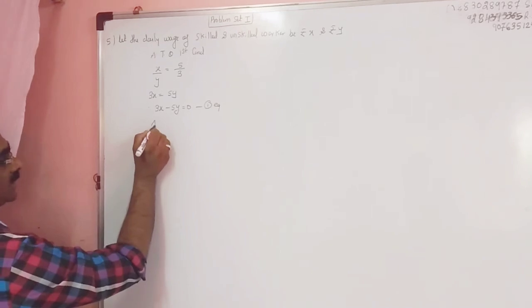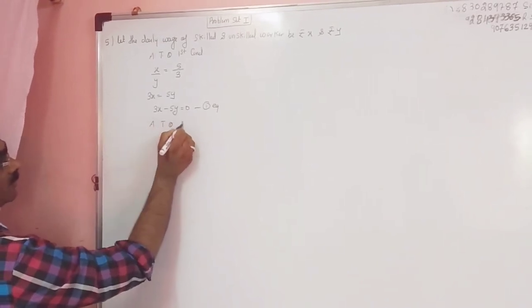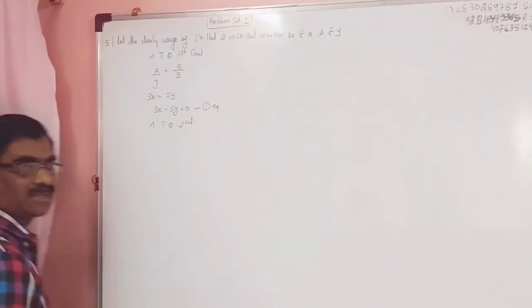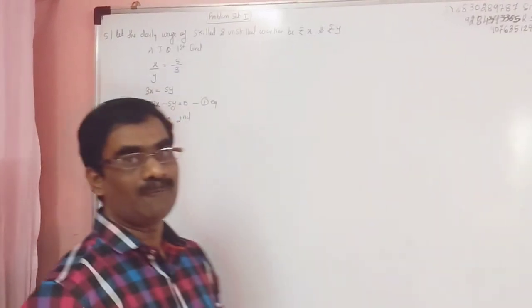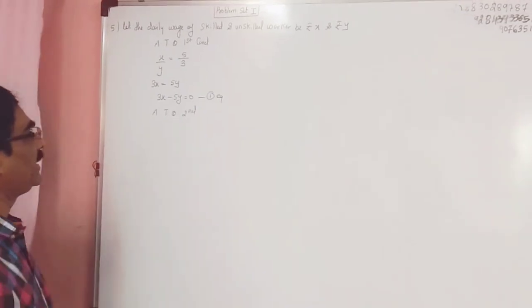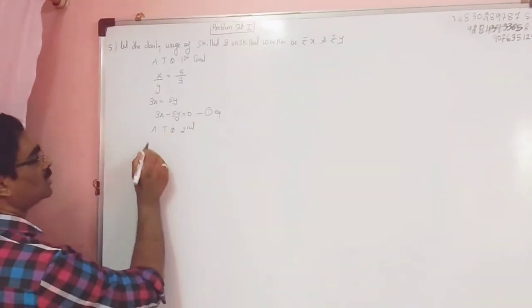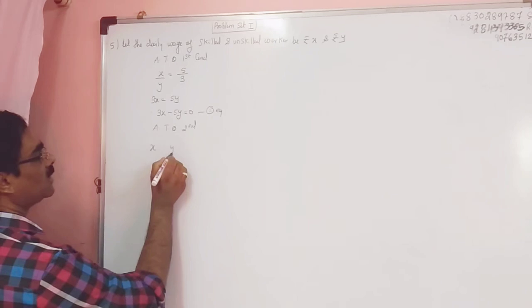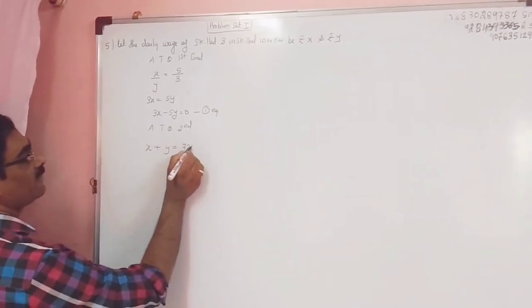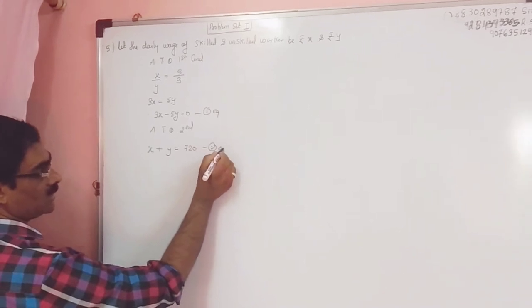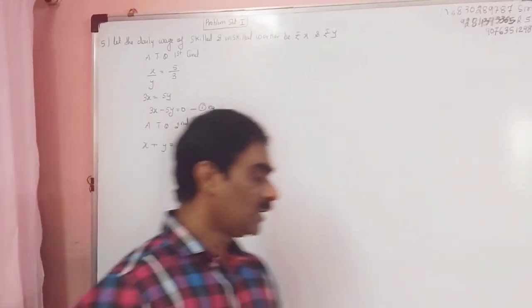Then, ATQ, the second condition. What is the second condition? See, the total salary of both is 720. The total salary of skilled and unskilled workers is 720. That is your second equation.